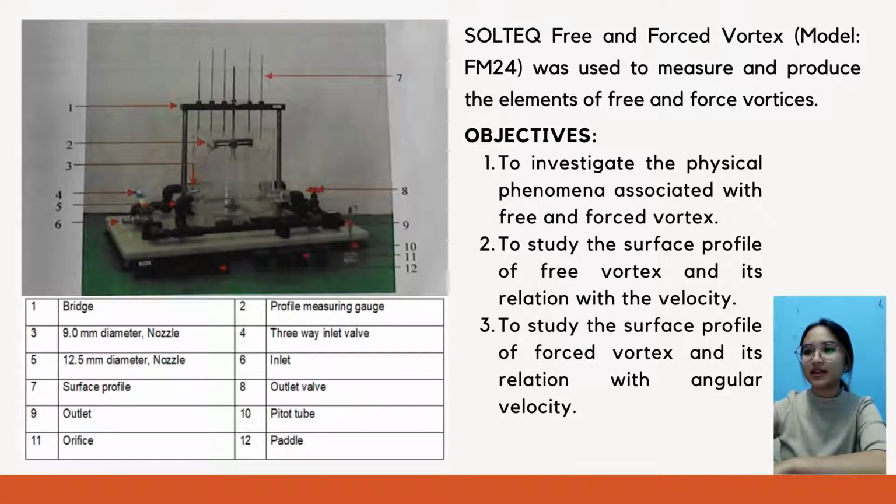In this experiment, the Vortex free and forced vortex model FM24 was used to measure and produce the elements of free and forced vortices, as shown in the next image. There are three objectives that we need to achieve in this experiment. The first one is to investigate the physical phenomena associated with free and forced vortex. The second one is to study the surface profile of free vortex and its relation with the velocity. And the third one is to study the surface profile of forced vortex and its relation with angular velocity.